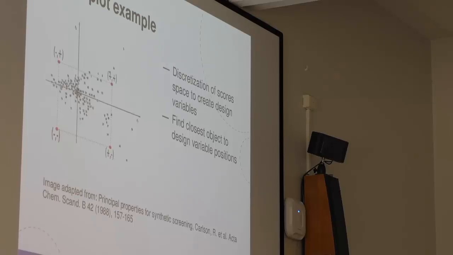And now comes the idea of principal property. And that is that you say, if you look at the score space, it is almost like you have an ordinary two-dimensional variable or factor space. So we treat it as if it is, let's say, temperature times pressure, which means that we want to discretize this space as well. Now that's a cool idea.